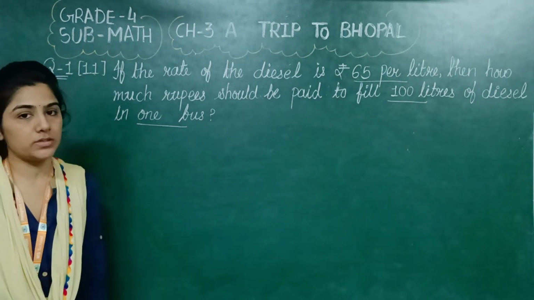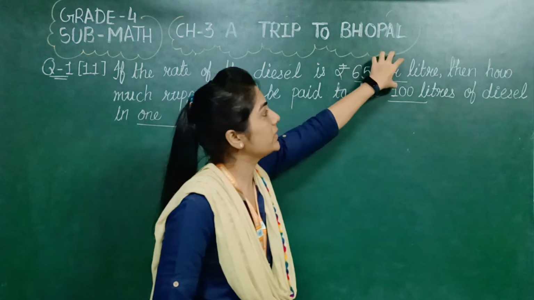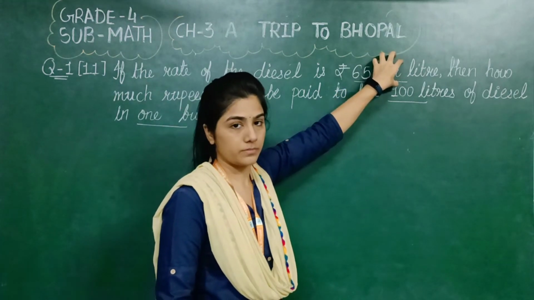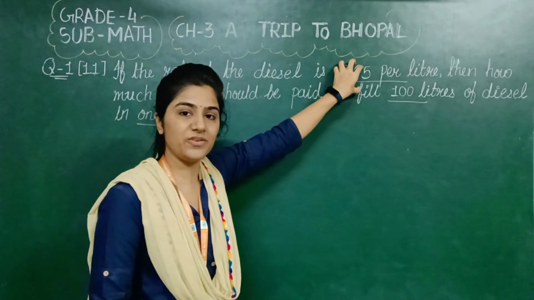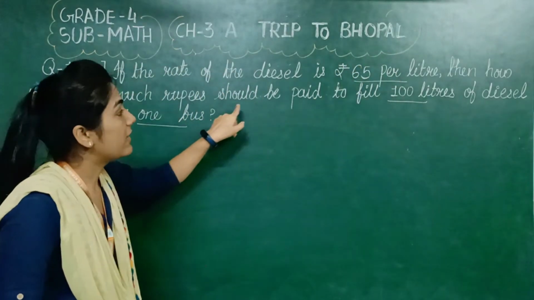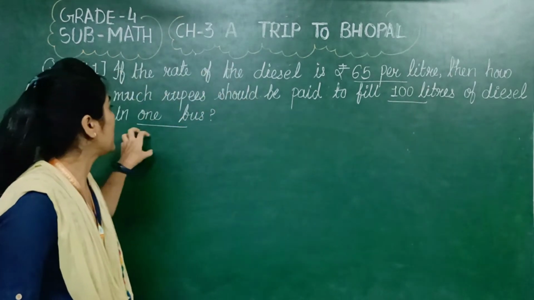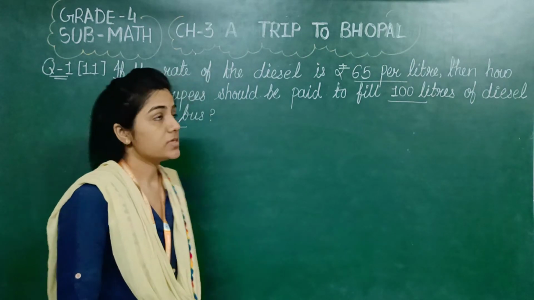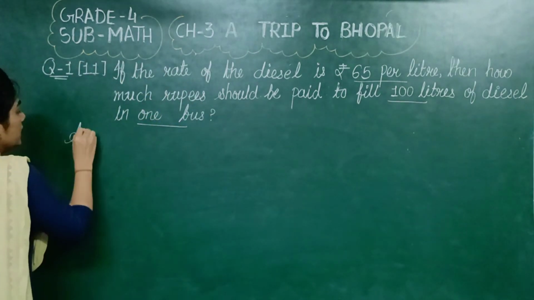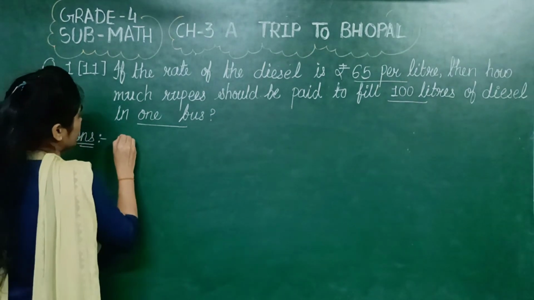See what is given in this question. First of all, you have to observe that we have the quantity of 1 liter. 1 liter of diesel costs rupees 65, right? And we have to fill 100 liters, right? So what do we have to find? In one bus, that quantity we need to find. So first of all, we have to decide which method will come. Sometimes we can write like this.